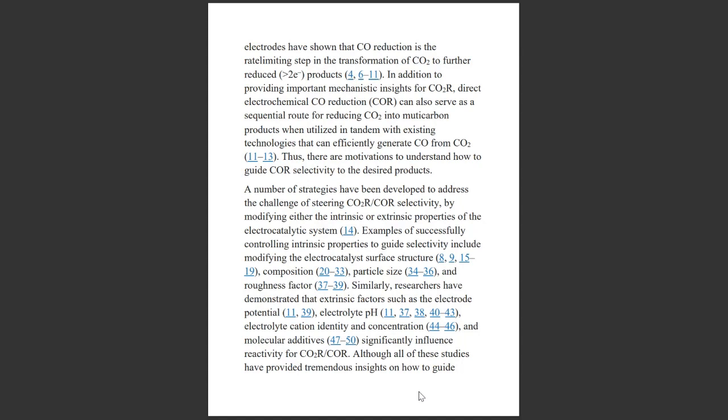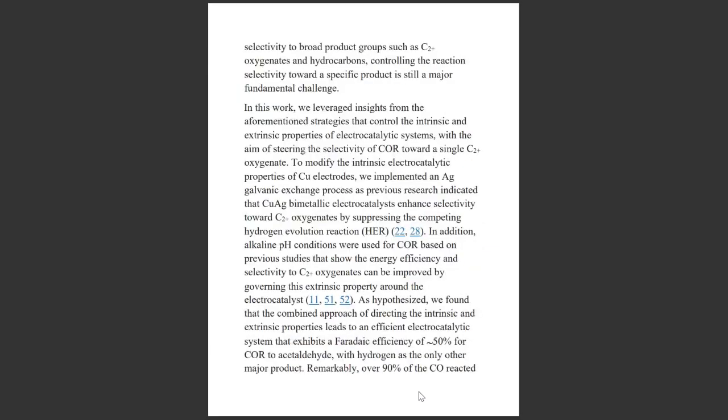Examples of successful control of catalyst properties to guide selectivity include modifying electrocatalyst surface composition, particle size, and roughness factors. Similarly, researchers have demonstrated that extrinsic factors such as electrode potential, electrolyte identity, ion concentration, and molecular additives significantly influence reactivity for CO2R or COR. Although all of these studies have provided tremendous insight on how to tune selectivity toward broad product groups such as C2+ oxygenates and hydrocarbons, controlling the reaction selectivity toward a specific product is still a major fundamental challenge.